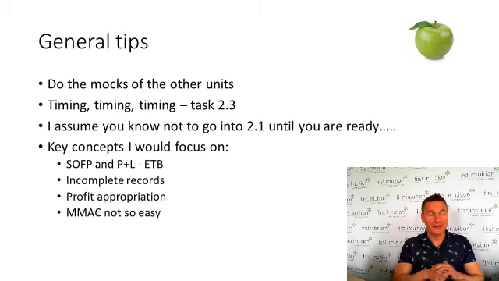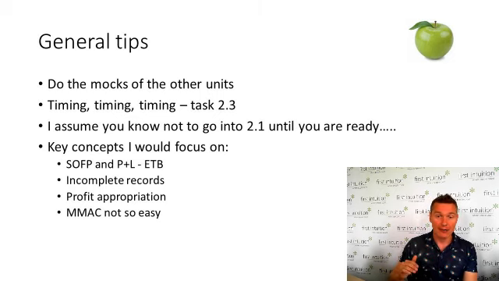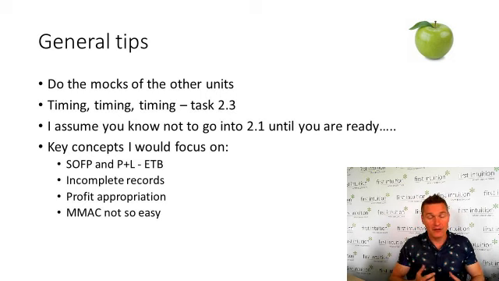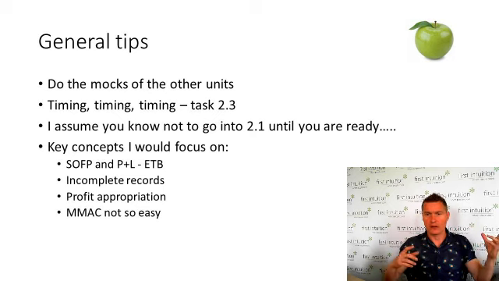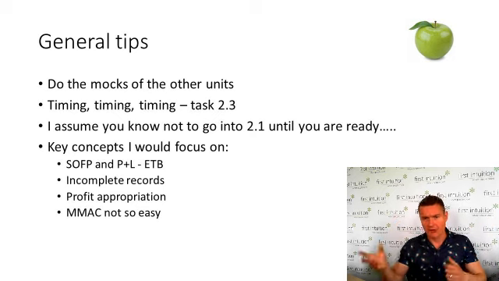Now, in terms of subjects, I really would brush up on statement of financial position, P&L, ETBs, that sort of thing from AVBK, FAPR, incomplete records, profit appropriation accounts. Profit appropriation accounts work really well with GoalSeek. So I would make sure you're fine with the profit appropriation account. Remember, it's going to be a relatively straightforward profit appropriation account. It's not going to be really complicated with salaries and interest on capital and interest on drawings and all that. It's got to be relatively straightforward.